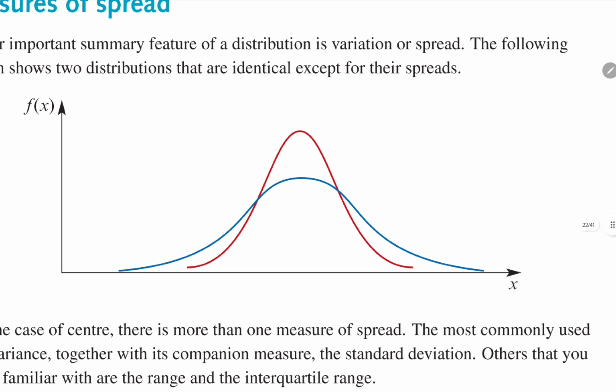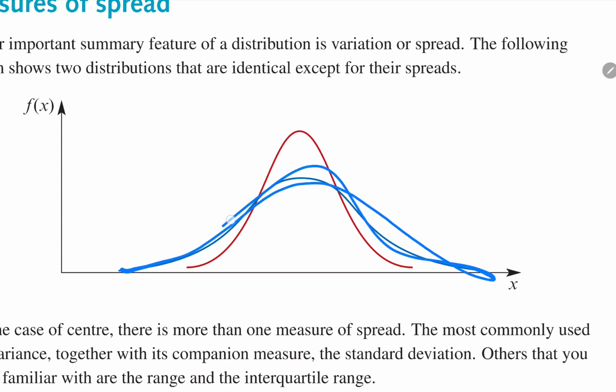So have a look at this one here. Look at the graph here. Red and blue, which one has more variance? Blue, correct. The blue graph has more variance because it's wider, it's spread out more widely. So think of it this way.